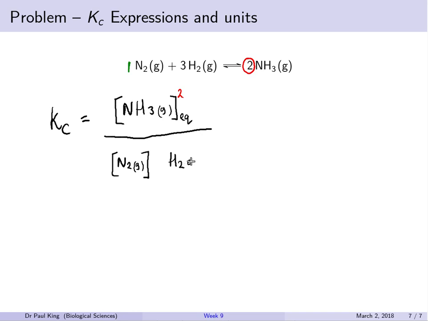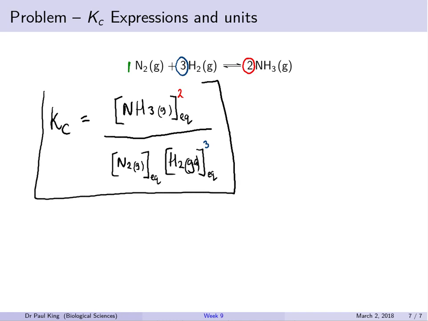The final term we need is associated with our hydrogen gas. That's our other reactant. That's in the gas phase. We want its concentration. These are at equilibrium. And the final thing that we notice is, of course, that we have a 3 as a factor in this equation for the hydrogen, and so we need a power of 3 down here. Okay, so that then is our expression for our equilibrium constant Kc.